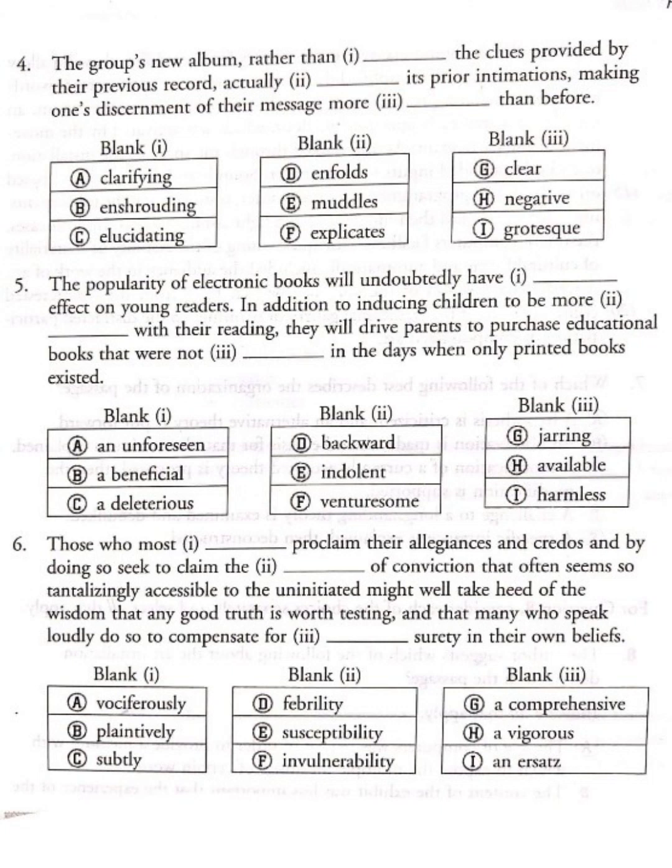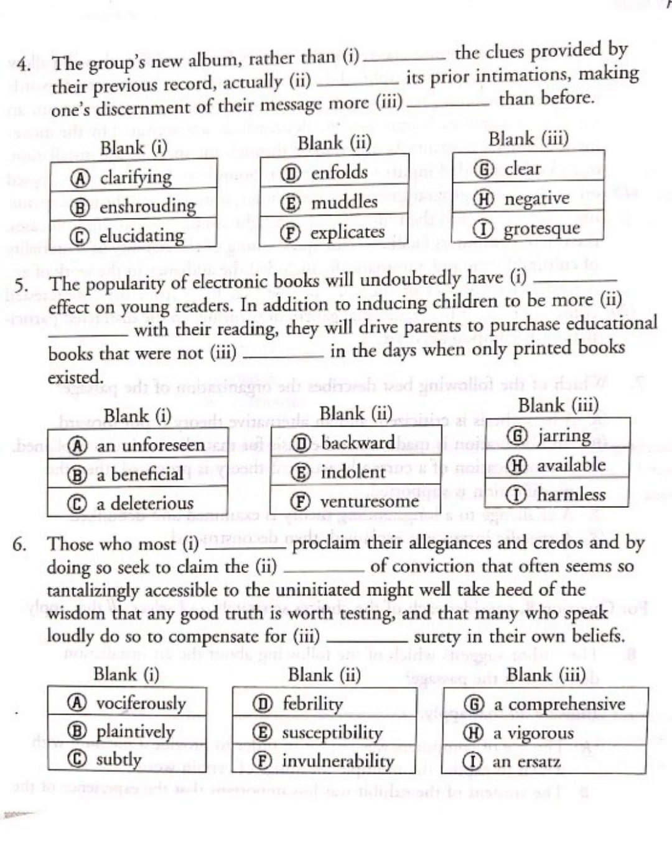I think that should be the answer. So rather than enshrouding the clues provided, rather than concealing the proof, it actually explicates its prior, making it more clear. I think that's the best combination: enshroud, explicate, and clear. We'll think about it later. If you still have any questions, okay, we'll go to the next one.